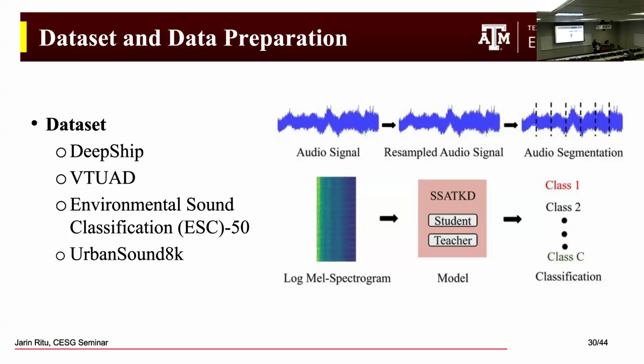The data pre-processing technique is similar for all those datasets. Given an input signal, we first resample the signal to a fixed sampling rate, and then divide it into smaller chunks, could be 3 seconds, 5 seconds, or longer or shorter. From the audio segments, we extract the log-mel spectrogram. The log-mel spectrogram is a 2D representation of a 1D signal, like an image representation of the audio. This is the audio feature, and it will be the input to our SSATKD model, which then does the classification.